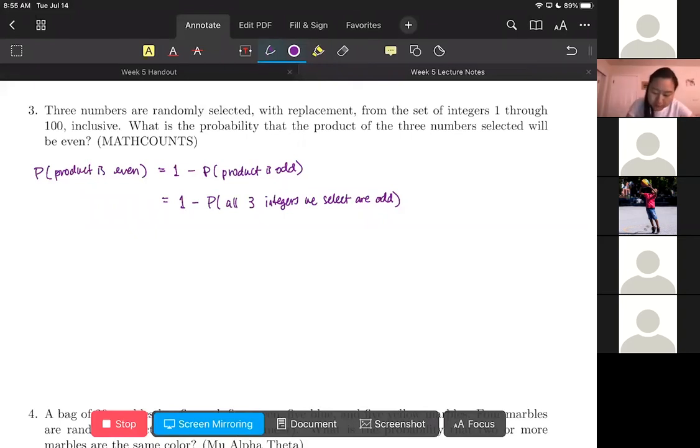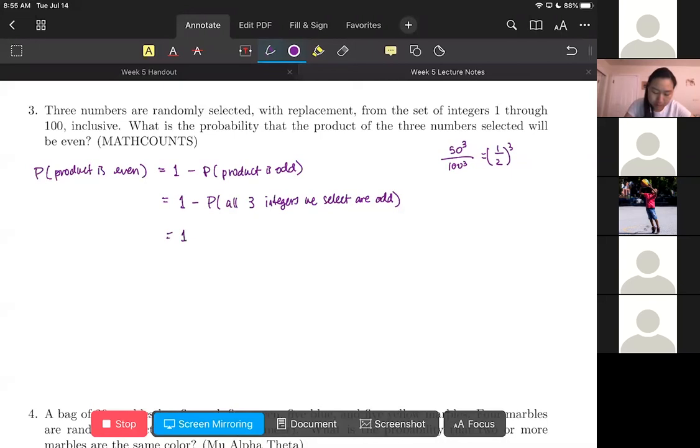Yeah. So basically, between 1 and 100 inclusive, half of the numbers are odd. So the probability that we select an odd number is 1/2. And so the probability that we select three odd numbers, since we're selecting with replacement, is just going to be 1/2 times 1/2 times 1/2. You can also say, yeah, it's going to be 50 cubed over 100 cubed. I guess I just simplified it earlier. And that's going to be 1/2 cubed.